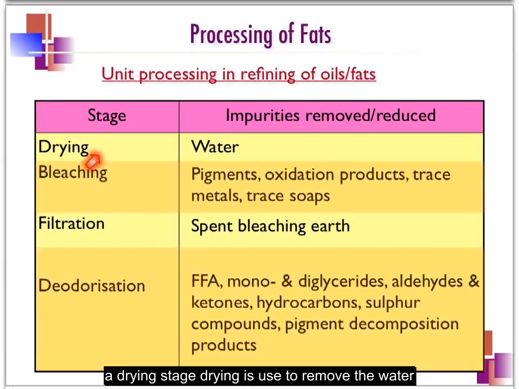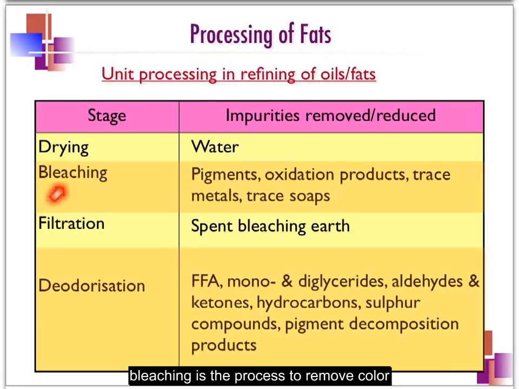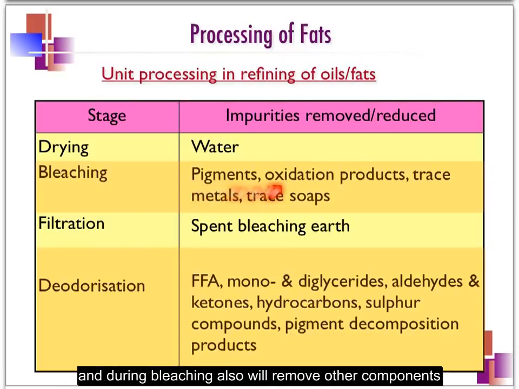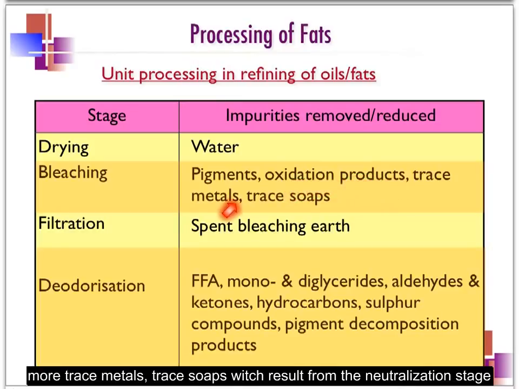Drying stage. Drying is used to remove the water, which sometimes is added during the degumming process. So the water has to be removed to a very, very low level, because water can promote hydrolysis of the triglycerides in the oil. Bleaching is a process to remove color, the pigments which give the color of the crude oil. And during bleaching we also remove other components, for example the oxidation products, more trace metals, and the trace soaps which result from the neutralization step.